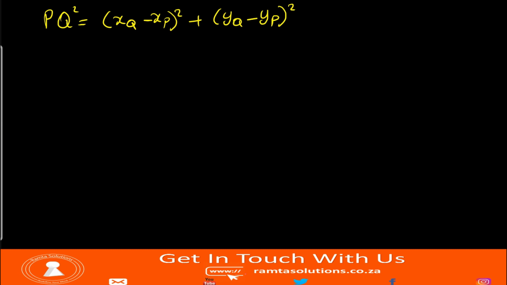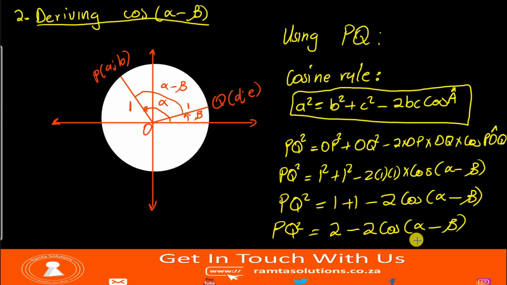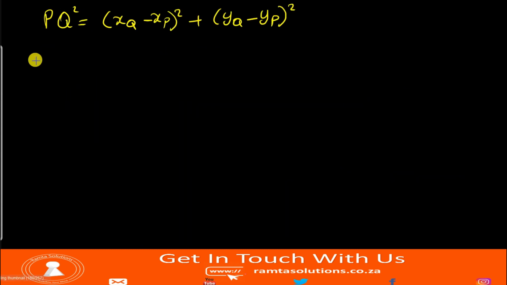Because you are seeing PQ square, maybe let me not substitute it as yet. We have seen it somewhere, right? But for now, I'm going to leave it as it is. Maybe I will call it equation 1. Let's call it equation 1. Okay, all right. So we continue with PQ.